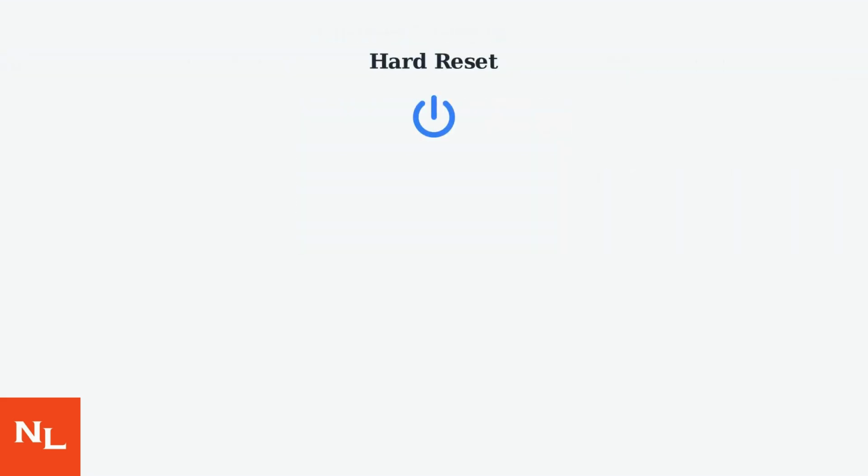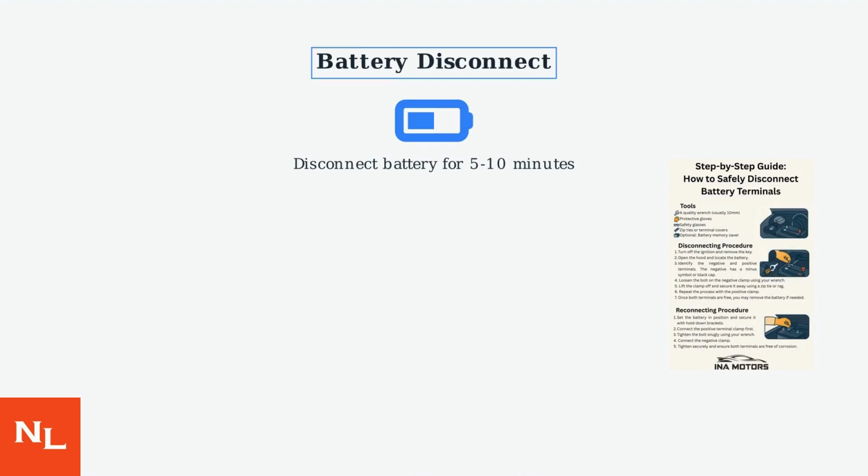To fix a non-responsive infotainment system, start with a hard reset. Hold the power button for 10 to 30 seconds to reboot the system, which clears temporary glitches. Disconnecting the battery for 5 to 10 minutes performs a full reset. This can resolve deeper power-related issues.